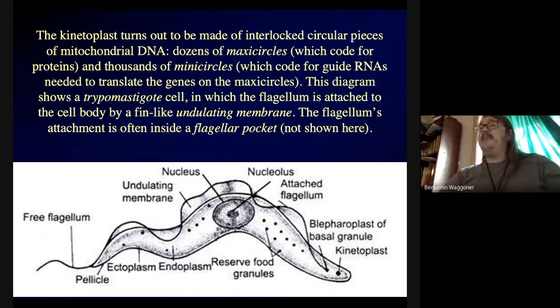Turns out the kinetoplast is a big blob of mitochondrial DNA. And I'm not sure I understand why it does this, but the kinetoplast is made up of a whole bunch of circular pieces of mitochondrial DNA that are all chained together, right? Making the kind of thing that you might have made once if you ever had about 100 key rings and an awful lot of time on your hands. There's dozens of larger circles of mitochondrial DNA called maxicircles, interlocked with thousands of smaller bits of DNA called minicircles. And the whole thing is big enough that you can see it under the light microscope.